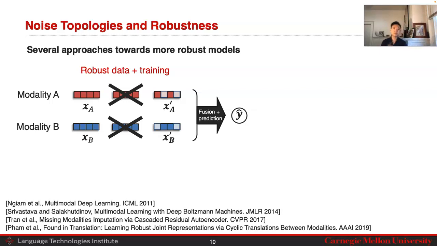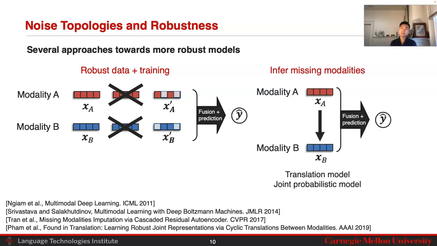There's also a second class of methods which aim to infer missing modalities by learning perhaps a translation model from A to B to infer when B is imperfect, or learning a joint probabilistic model that is able to impute B probabilistically when B is imperfect. And again, I'm not going to get into many of these details, but there's several references here that you can look at for cases in both robust data and training, and also to infer missing modalities.